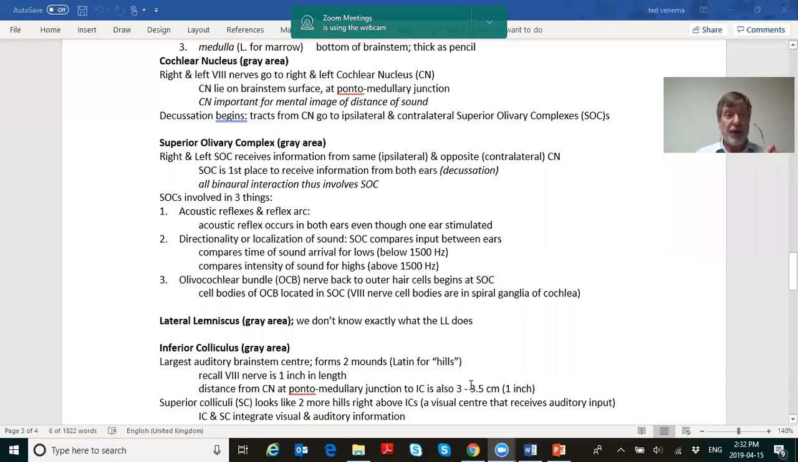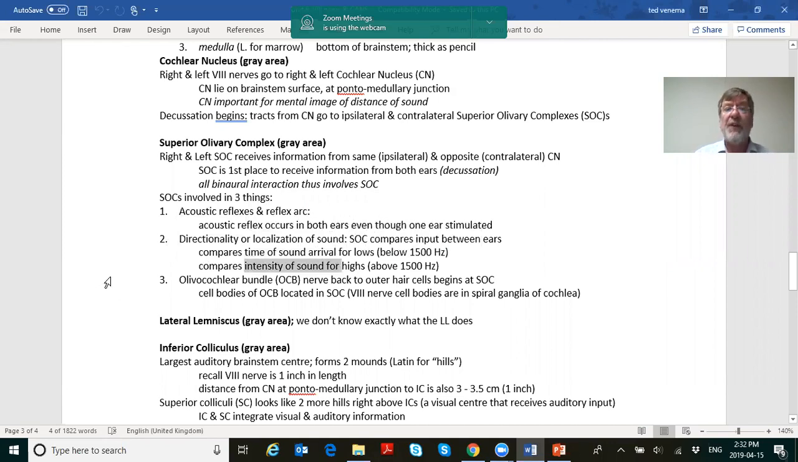Another part of the superior olivary complex role is going to be directionality of sound. The superior olivary complexes are highly involved in localizing the direction of sound. Okay? They compare the time of sound arrival for low frequency sounds, and the intensity of sound between the ears to localize high frequency sounds. And we've covered that before too.